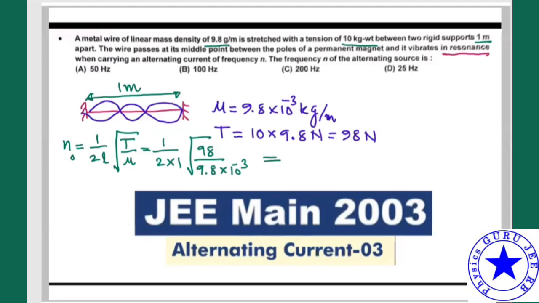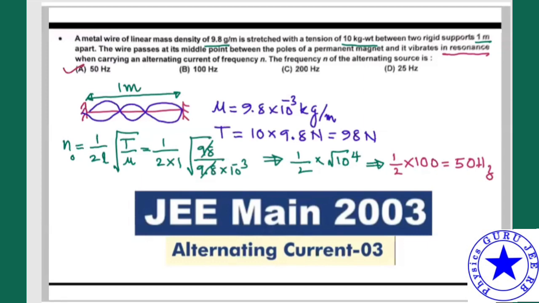If I simplify further, 1 by 2, and here 0.1 means 10 to the power of minus 4 in the denominator, so under root of 10 to the power of 4. This is nothing but 1 by 2 into 100, which is 50 hertz. So the wire will oscillate in resonance, and the first option is 50.